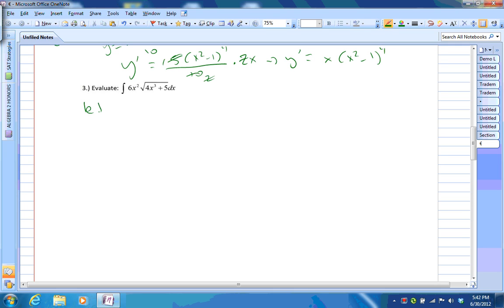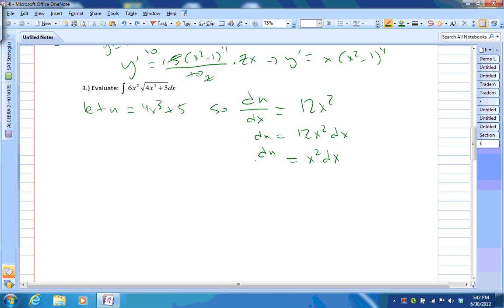Always let u equal the expression of the highest exponent. So obviously the expression of the highest exponent is 4x cubed plus 5. Sweet. So du over dx has to equal 12x squared. And if you move things around, du equals 12x squared dx. x squared dx equals du over 12.